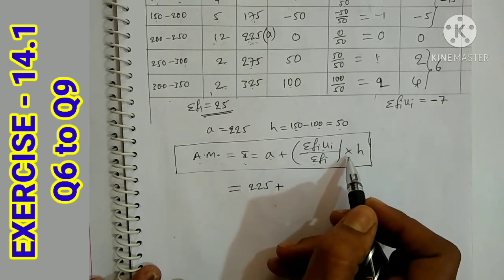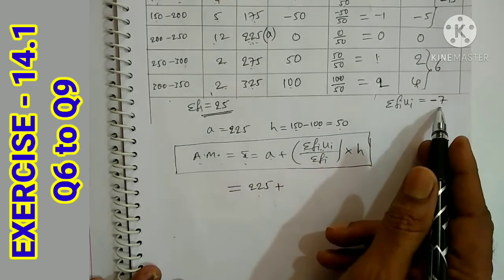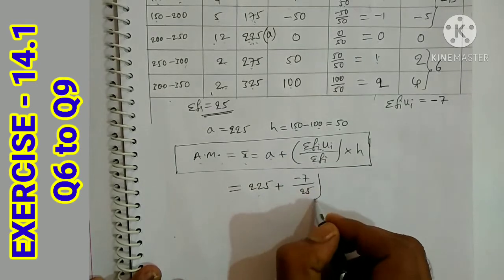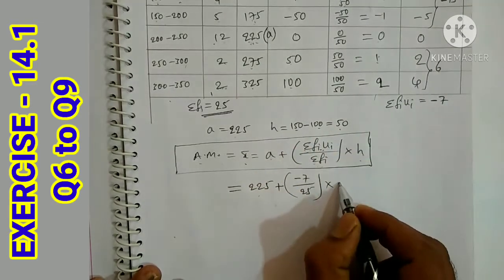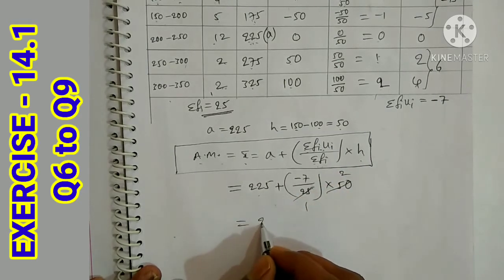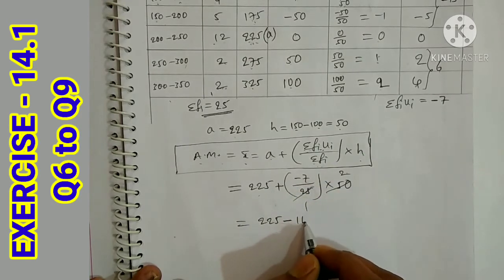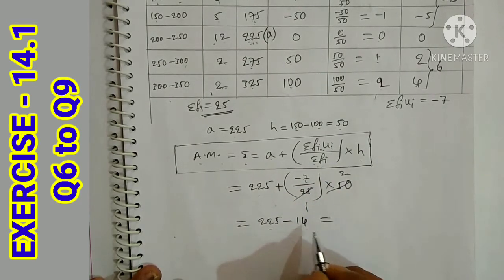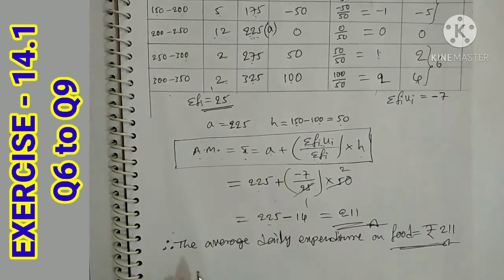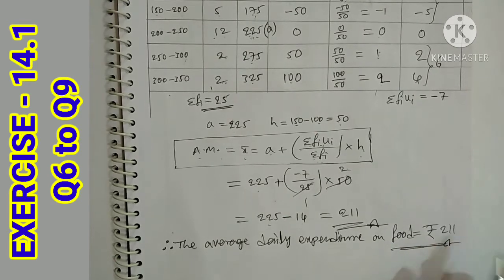The arithmetic mean for the step deviation method, or shortcut method, is x bar equal to a plus sigma fi ui divided by sigma fi, into h. Here a is 225, sigma fi ui is minus 7, sigma fi is 25, and h is 50. 25 ones are 25, 25 twos are 50, so minus 7 twos are minus 14. This is 225 minus 14, which is 211. Therefore, the average daily expenditure on food is rupees 211.